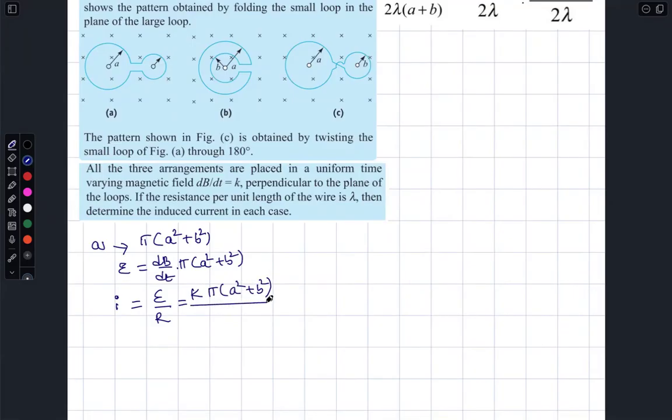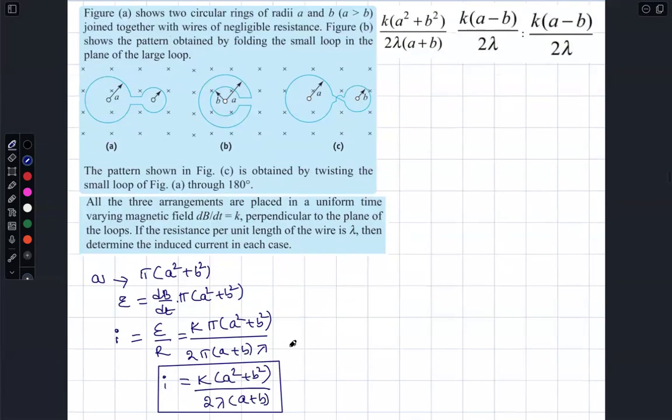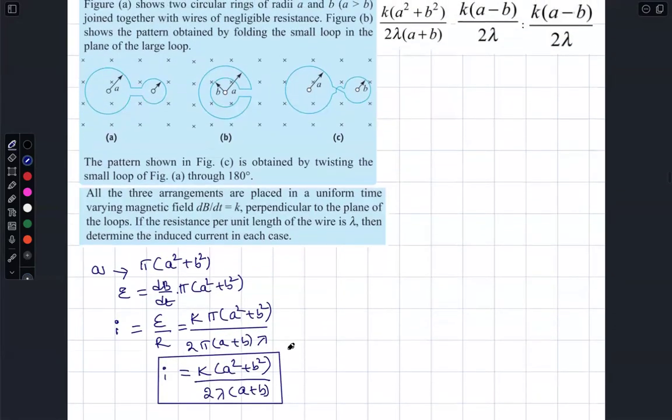Now, what is the length of the total path? Two perimeters: 2 pi times (a plus b) into lambda. Lambda means resistance per unit length. Now, tell me finally what is this going to be? K times (a square plus b square) by 2 lambda times (a plus b). That is the current induced in the case of A, right.